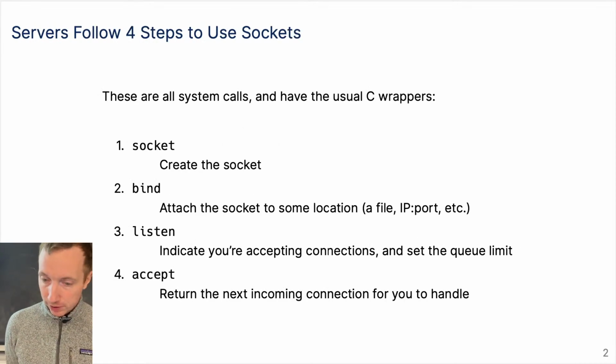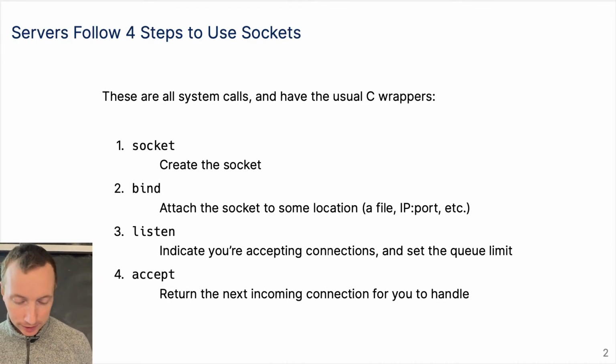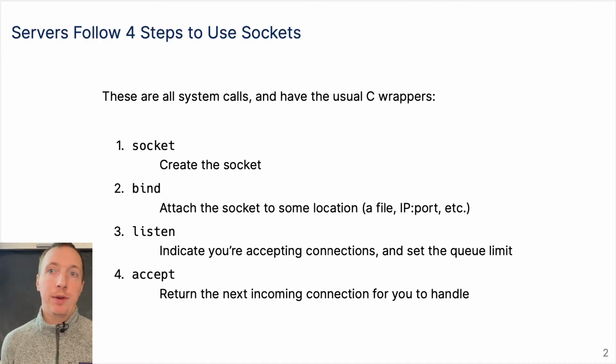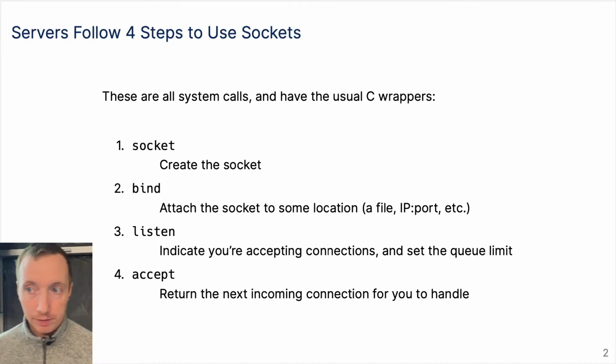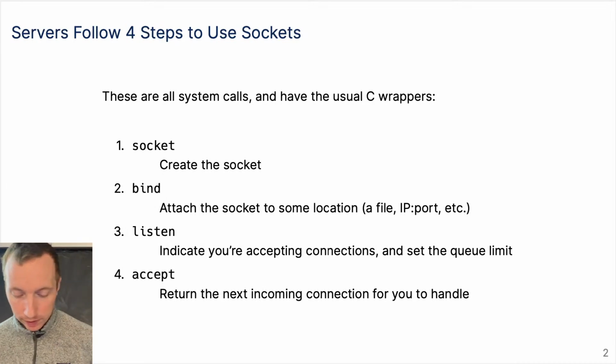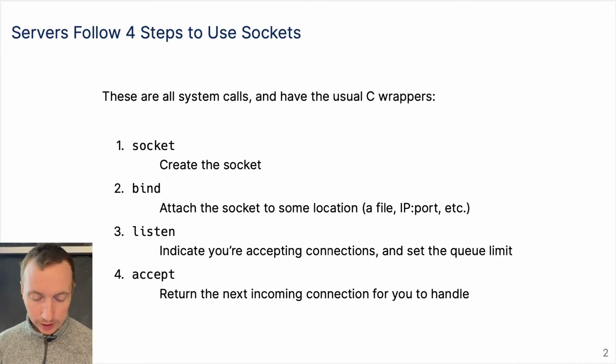If you are a server, you have 4 simple steps to use a socket, and they're all system calls and have the usual C wrappers. If there's an error, they return -1 and set errno, and then you can figure out what the actual error is. The first one, and you have to do these in order, is you create a socket using a system call called socket, and that will give you back a file descriptor.